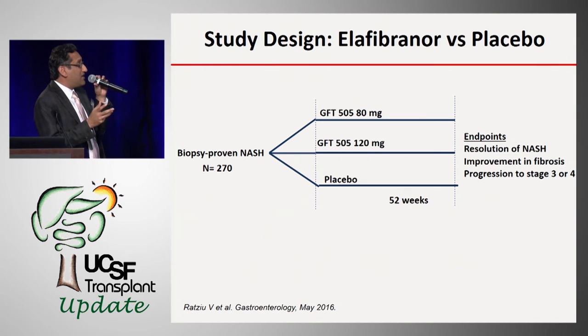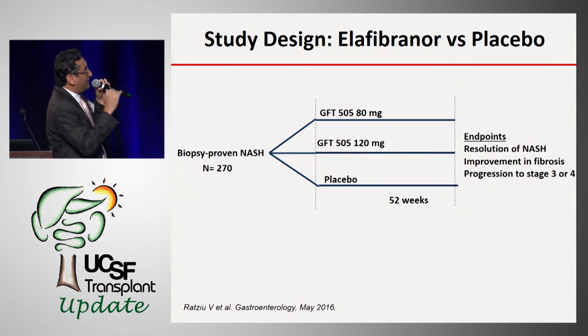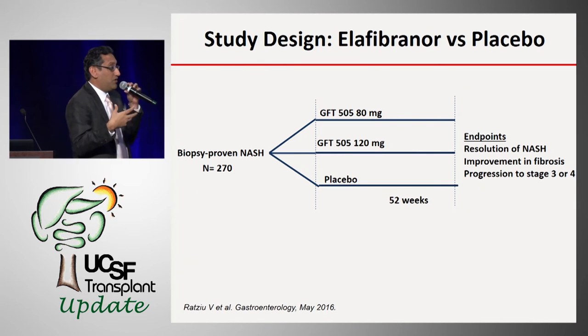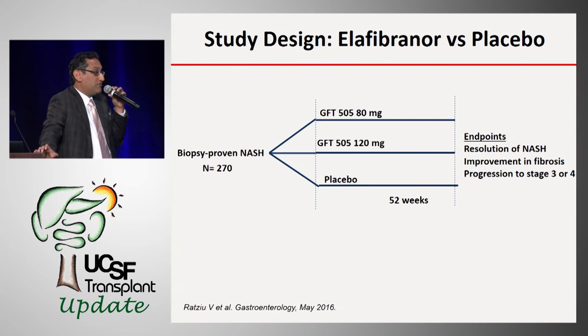So how did they design the study? They took 270 patients with biopsy-proven NASH, and there were three arms: the placebo, 120 milligram arm, and 80 milligram. The study endpoint was interesting: they wanted to look at resolution of NASH, with a fibrosis definition that there has to be improvement in fibrosis and no progression of fibrosis to stage 3 or stage 4. The problem is that it was a 52-week study, and about half of their patients have either no fibrosis or F1 fibrosis. It was not long enough to get that.